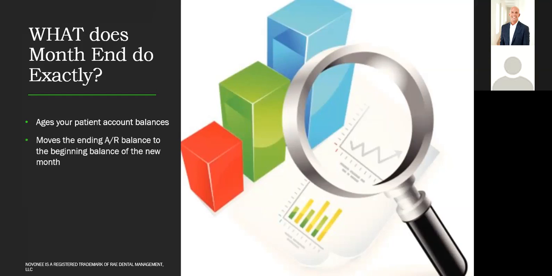Month-end also moves the ending accounts receivable balance on certain reports into the beginning accounts receivable balance for the new month. So for example, if you're looking at the practice analysis report, or the provider AR totals report, those reports have a beginning and an ending accounts receivable balance. So any of those reports that show a beginning and an ending accounts receivable balance, the month-end process will affect those numbers.